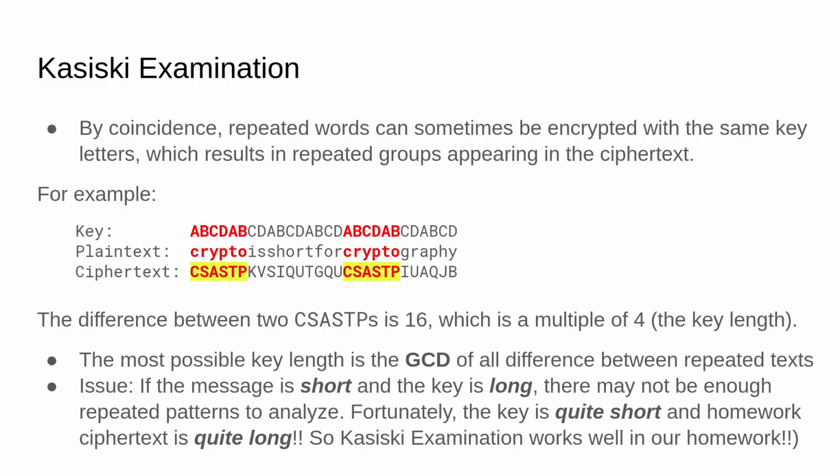In practice, we usually find several repeated sequences in the ciphertext. However, there's an important limitation to the Kasiski examination: if a message is really short, or if the key is quite long, then there might not be enough repeated patterns to analyze, making it much harder to detect the key length. But fortunately, for this assignment, the ciphertext that we're working with is pretty long, and the key is pretty short. So in fact, you can find them nearly 100% of the time. So the Kasiski examination works pretty well in our homework.